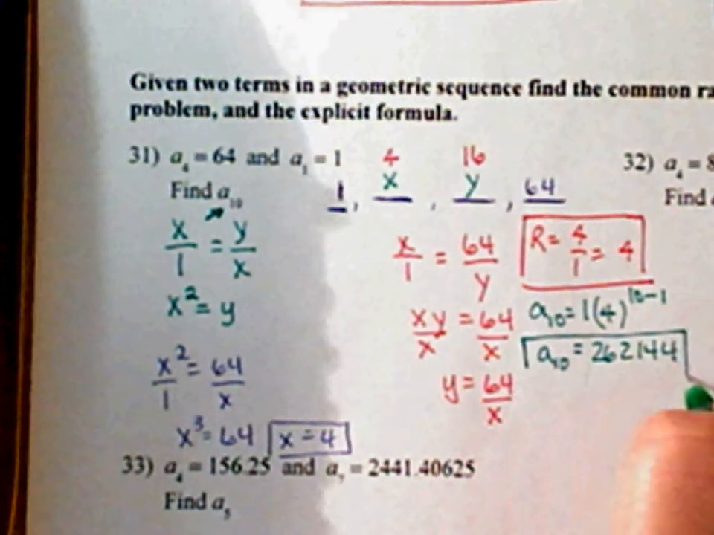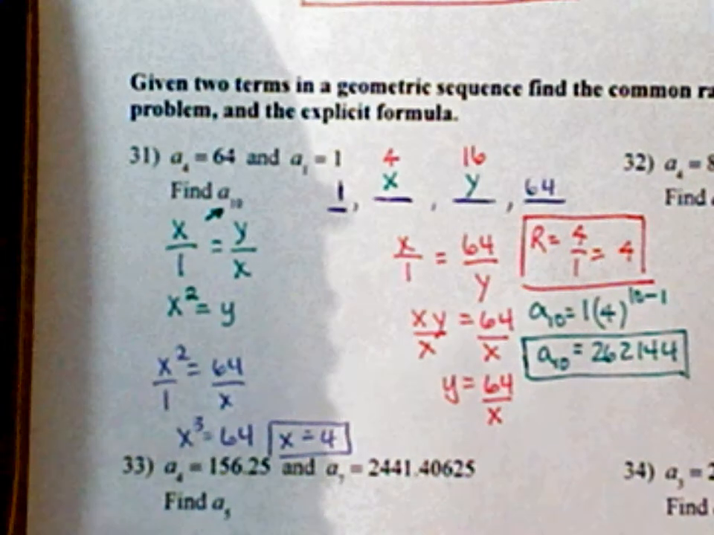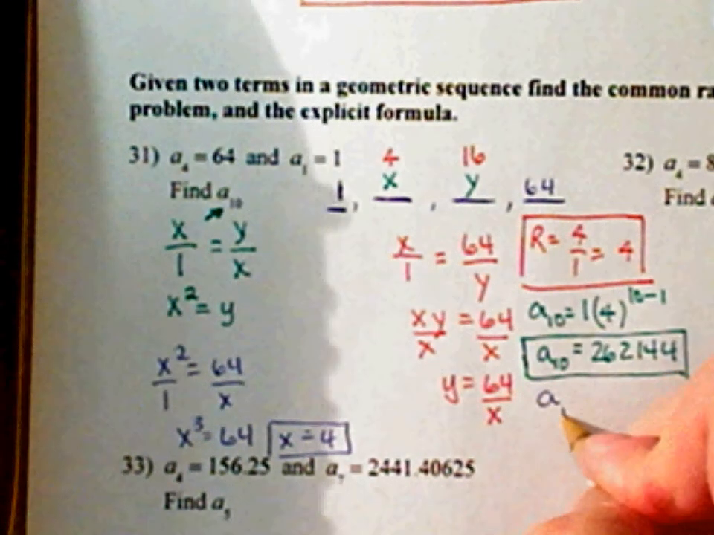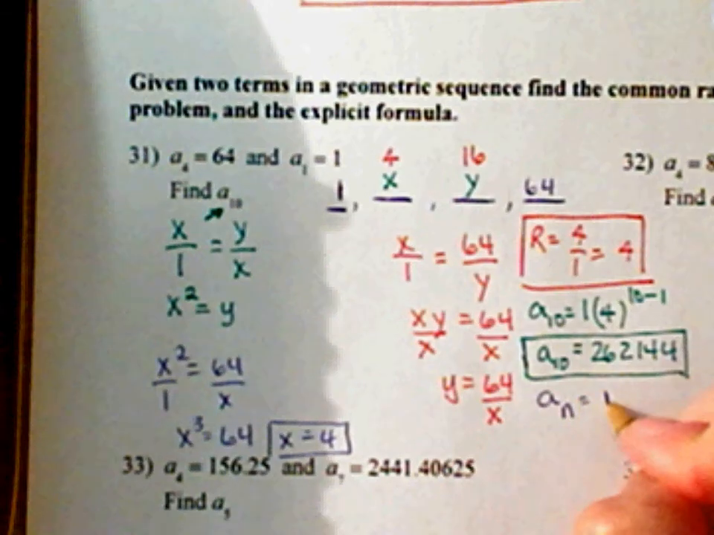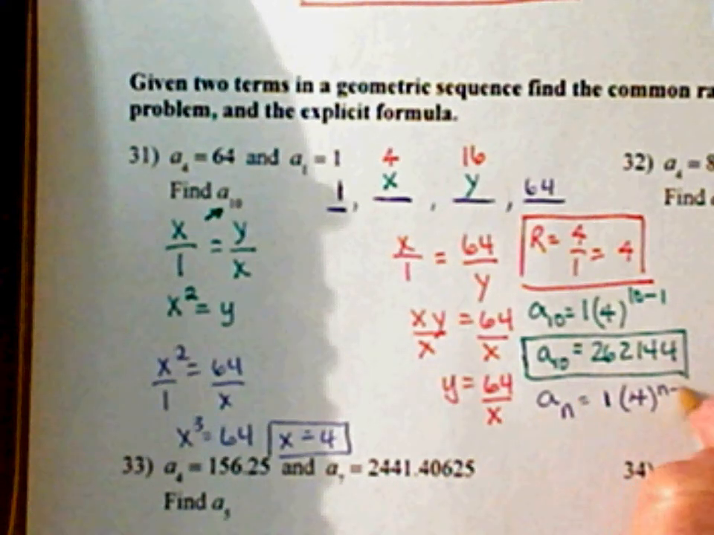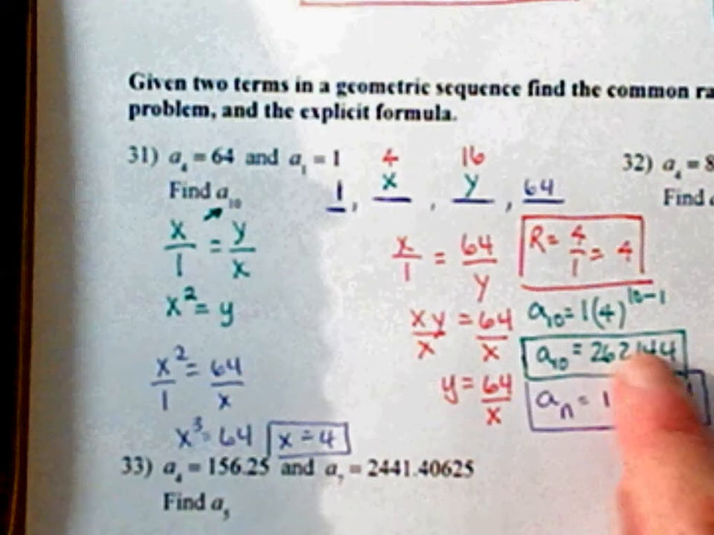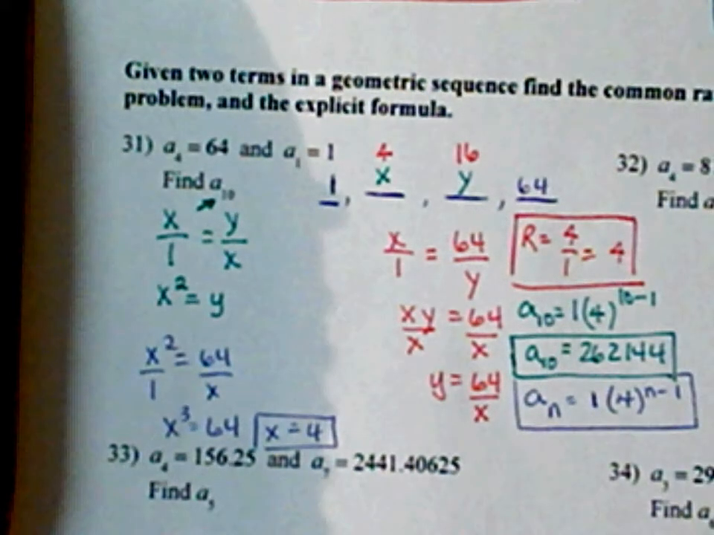What else are we supposed to find? Your explicit formula. So what's your explicit formula going to look like? A of n is equal to, starting at 1, times 4 raised to the n minus 1. We should have done this first before we found that. Well, it's the same thing, okay? All right, there's number 31.